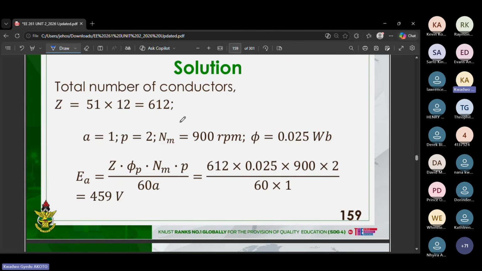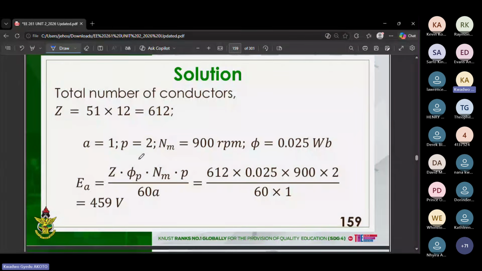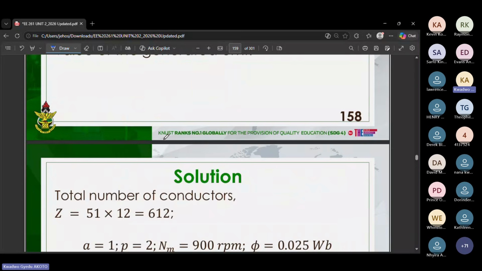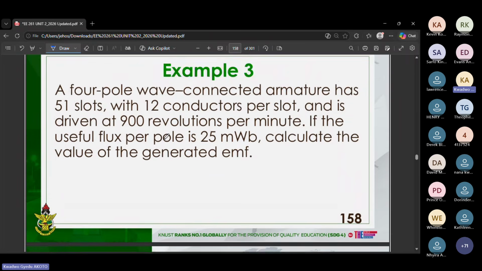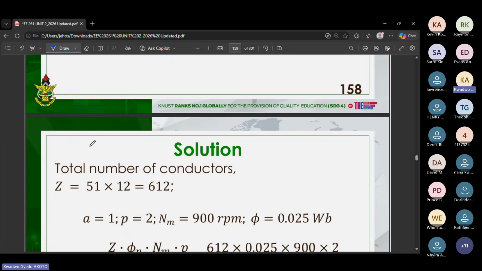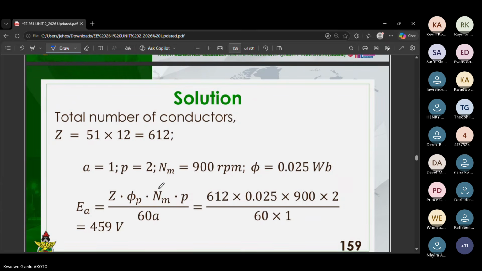So please note something here, okay? For here, he chose A to be equal to 1, and then made P 2. So if you want A to still be equal to 2, then you use the number of poles, not the number of pole pairs. So for here, you could have made A 2, and then the number of poles would be 4. But 4 on 2 will still give us 2. So he made A 1 and then used the number of pole pairs. That's what I was talking about before.